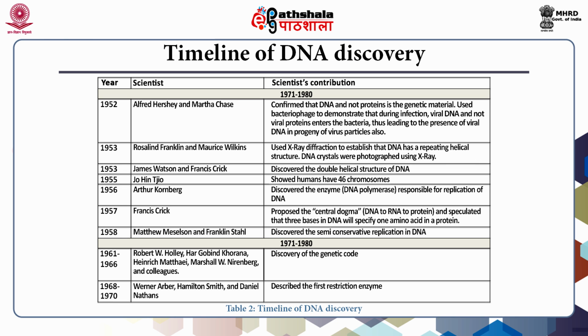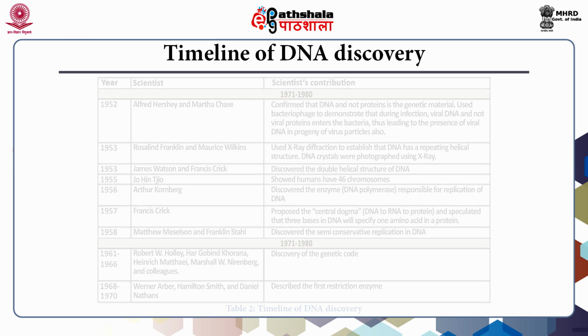Meselson and Stahl gave the concept of semi-conservative replication in DNA in 1958. From 1961 to 1966, the genetic code was discovered by famous Indian biochemist Hargobind Khorana. He was part of the team which gave the genetic code. The first restriction enzyme was described in 1968 to 1970.